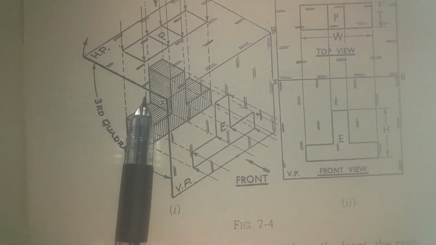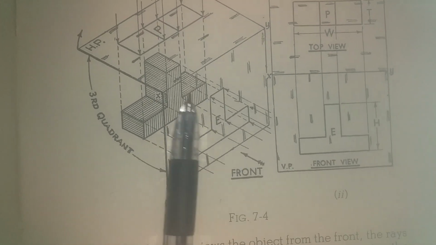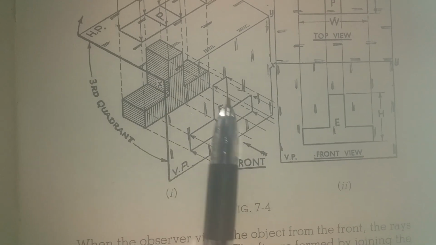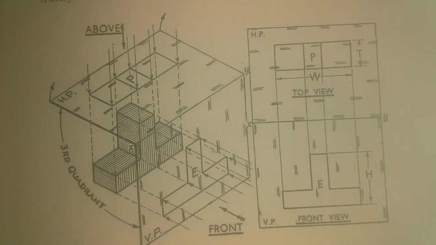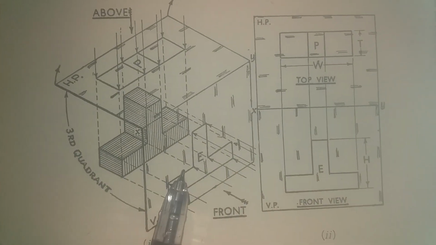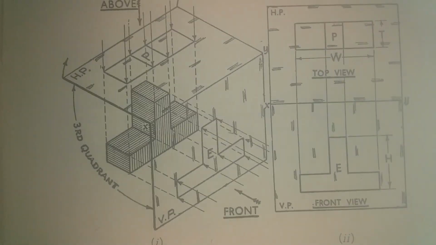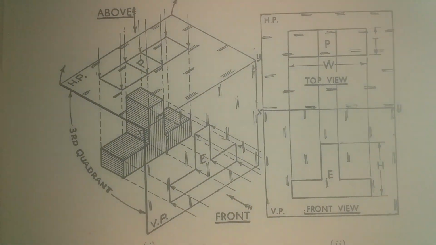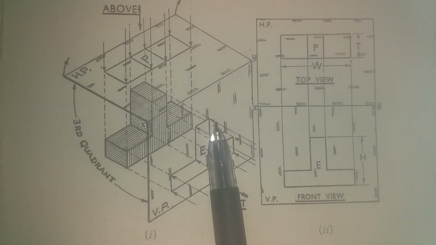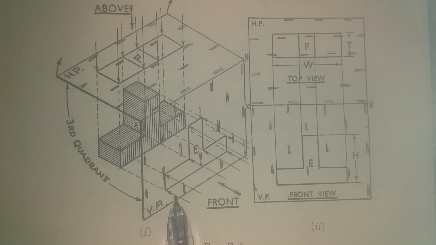1, 2, 3, 4, 5, 6, 7 and 8. So all these projectors are parallel to each other and are meeting at the vertical plane. The figure which is formed by joining the points of intersection will give you the top view of the object.